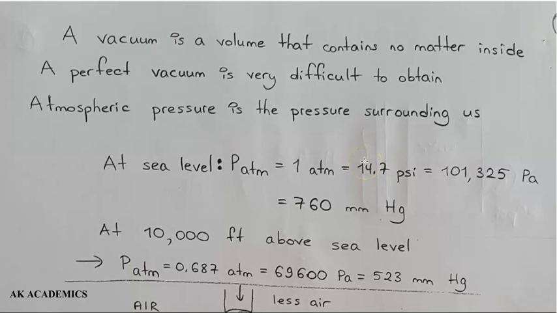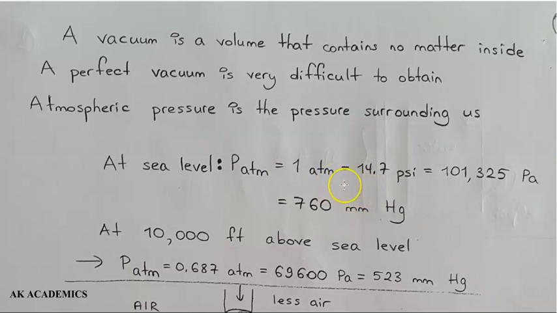Alright, let's take it a bit further. A vacuum is a volume that contains no matter inside. A perfect vacuum is very difficult to obtain. Atmospheric pressure is the pressure that surrounds us. At sea level, one atmospheric pressure is usually represented as PATM. ATM means atmospheric. So, atmospheric pressure, which is PATM, is equal to 1 atmosphere.